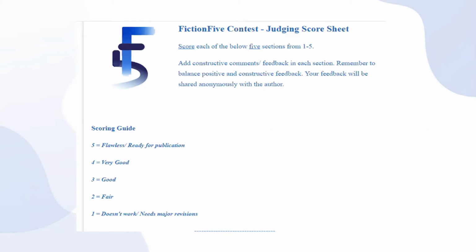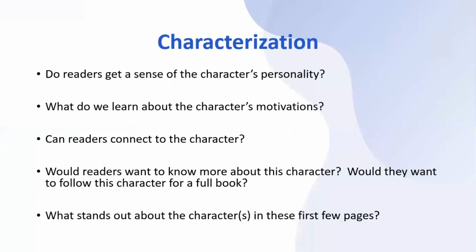So for each of those 5 categories, you're going to give a score from 1 to 5, and then you're also going to give that feedback, and we'll just walk through the categories relatively quickly. So the first one is characterization.